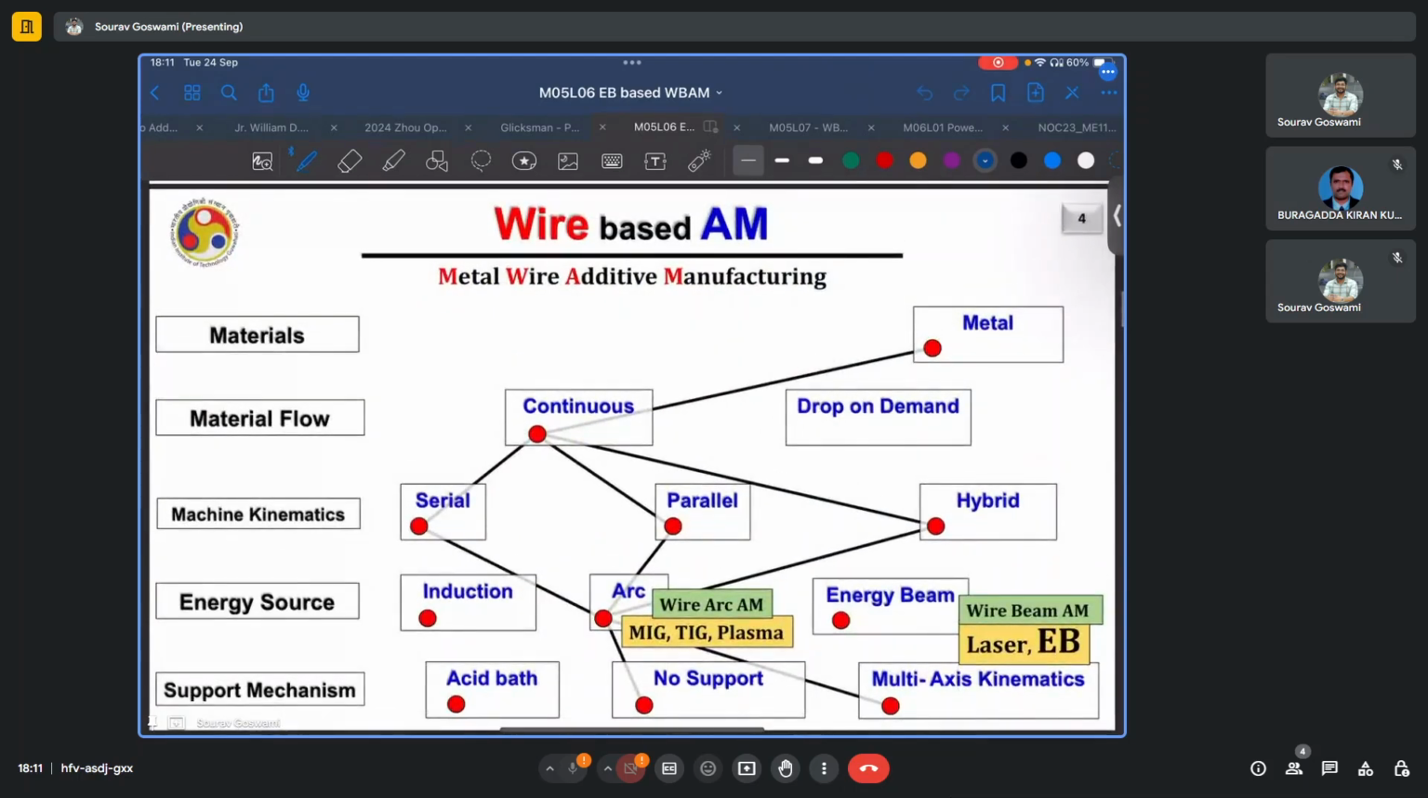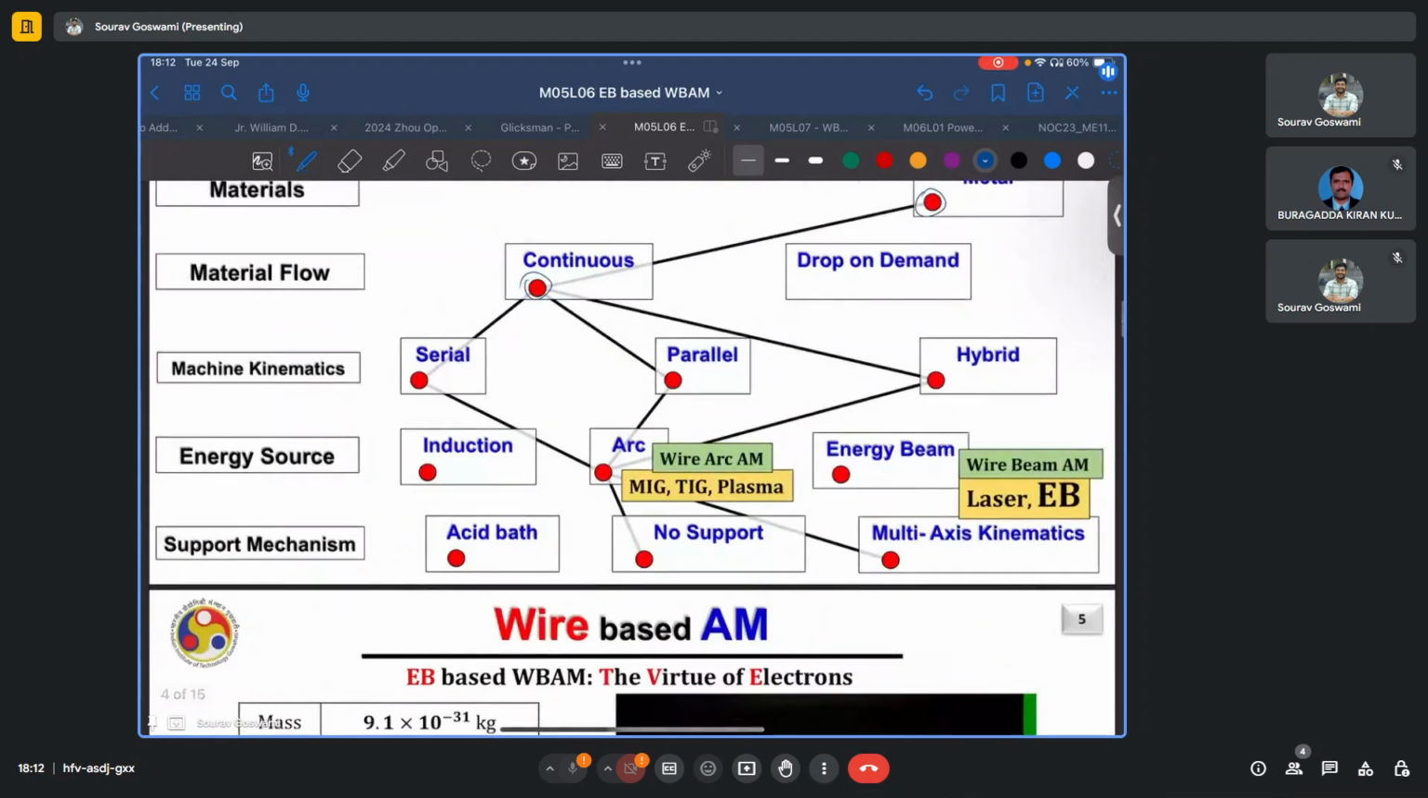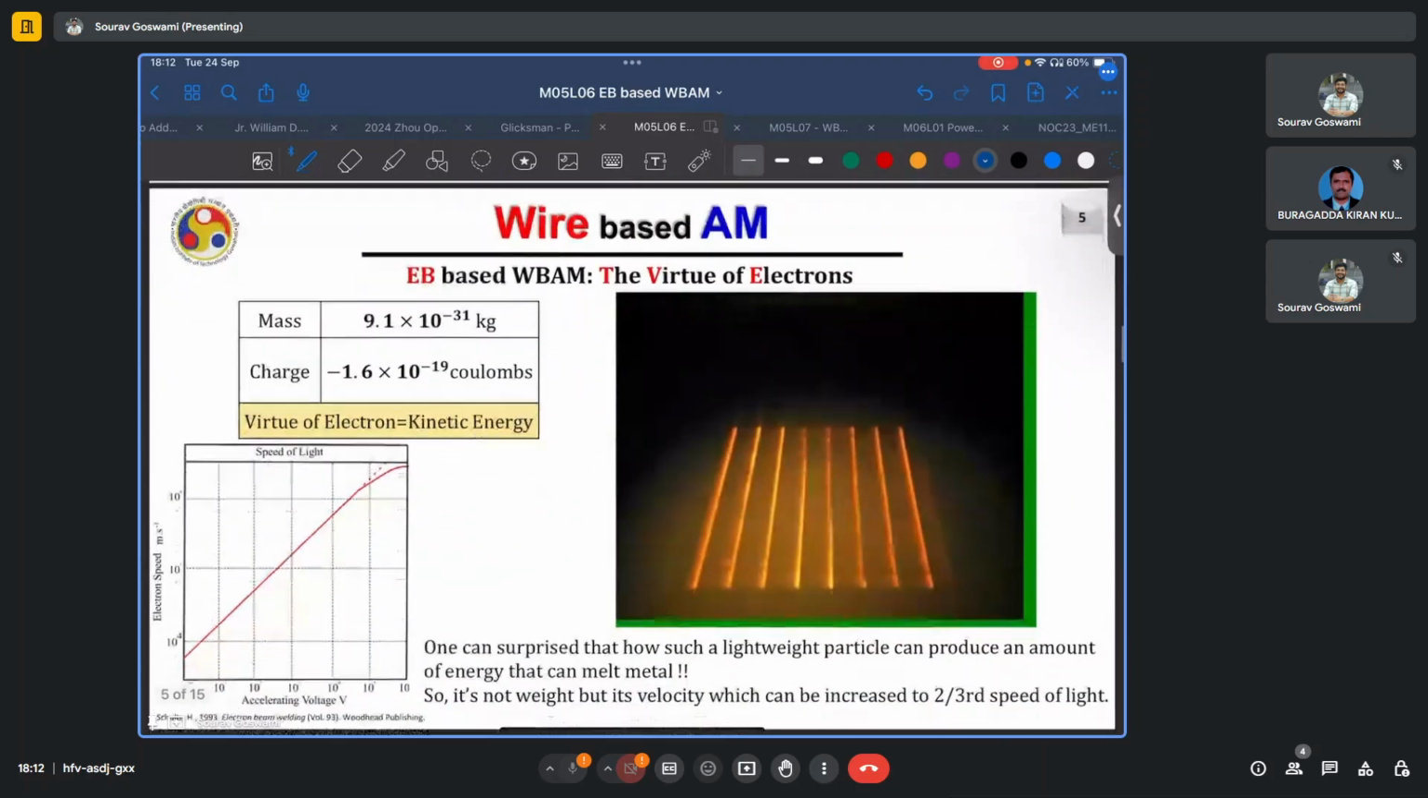So, as with our usual classification of the additive manufacturing processes based on the subcomponent and subsystem levels, we would be speaking about metallic wires, and they typically flow continuously. No drop on demand type systems are known to commercially exist. The kinematics, again, is a choice of the manufacturer or the designer. And the energy source that we'll be focusing on for this week is beam-based systems. So first we'll talk about electron beam-based AM processes.